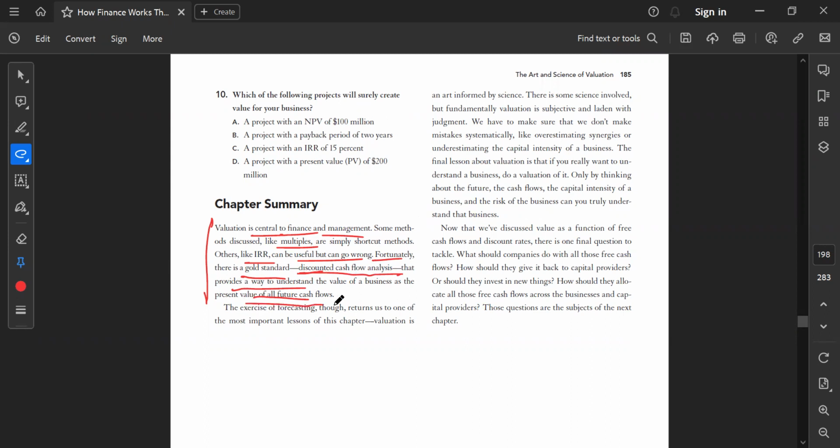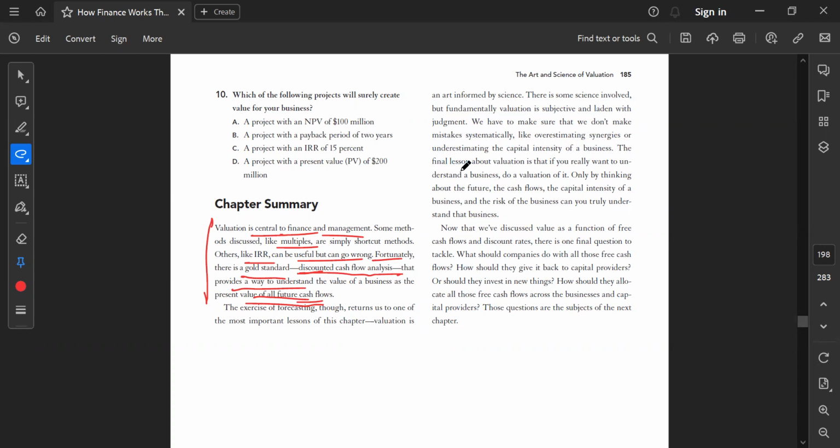as the present value of all future cash flows. The exercise of forecasting the returns is one of the most important lessons of the chapter. Valuation is an art informed by science. There is some science involved, but fundamentally valuation is subjective and laden with judgment. We have to make sure that we don't make mistakes systematically and overestimating synergies or understanding the capital intensity of business.